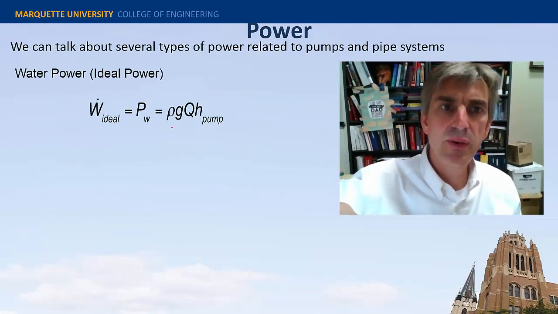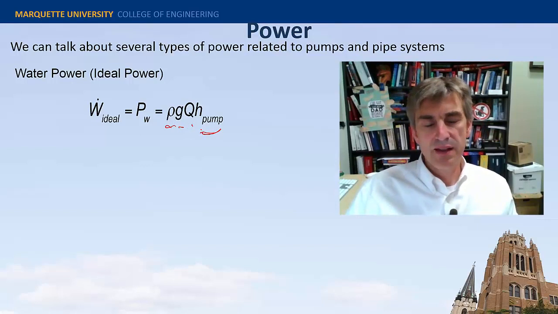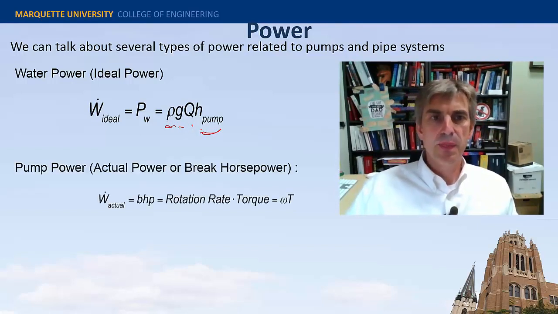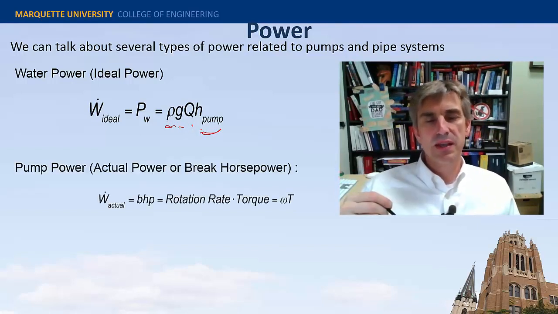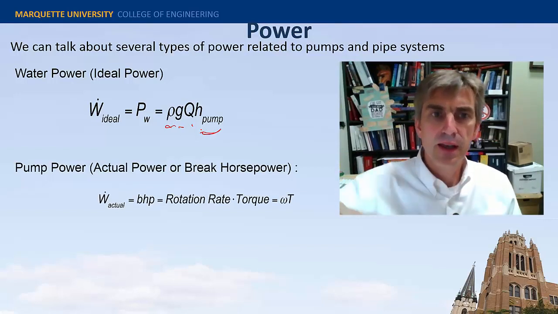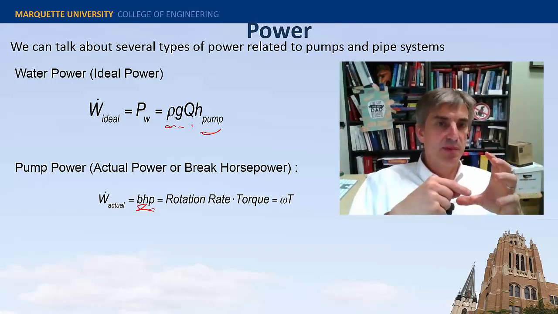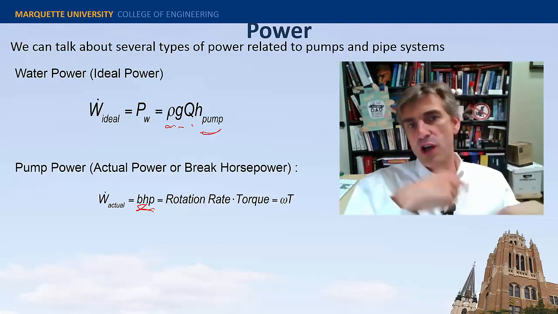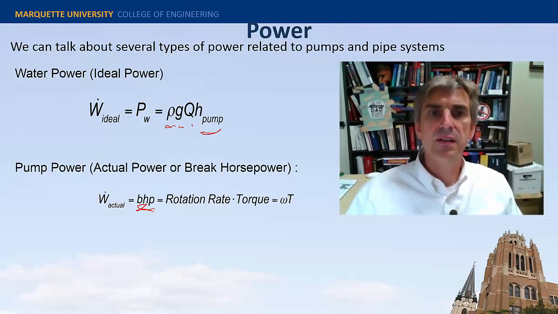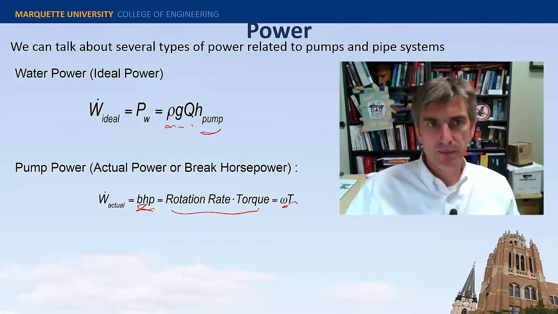So recall that theoretically, or ideally I should say, density times gravity times flow rate times the head of the pump would give me the power. The actual power I would get from the pump curve, because that's data. The pump curve is generated with data. It's called the brake horsepower. That's because that's the power that I have to supply to the pump. Then there's losses associated with pumping. We'll talk about that in a second. And the equation for that is omega times torque, the rotation rate times the torque.